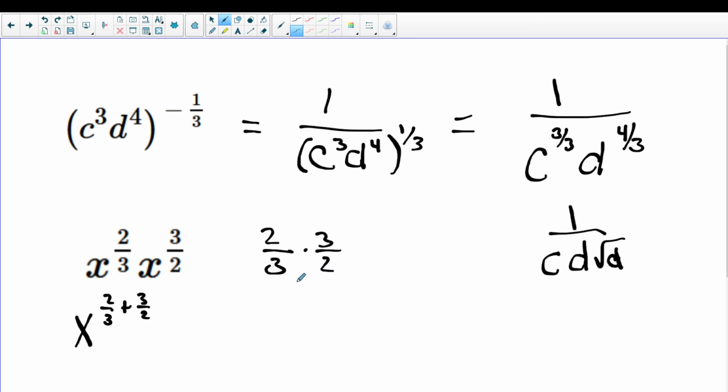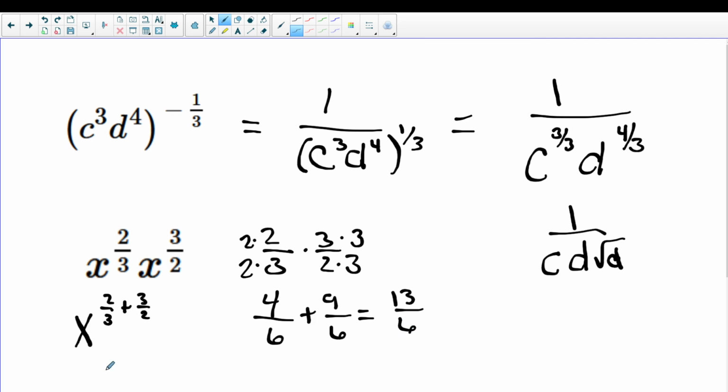So if I look over here, I want a common denominator. That common denominator is going to be 6. So I'm going to multiply this by 2 on top and bottom. I'm going to multiply this by 3 on top and bottom to get those denominators the same. And so I have 4 over 6 plus 9 over 6. And so I have 13 over 6. So my answer would be x to the 13/6.